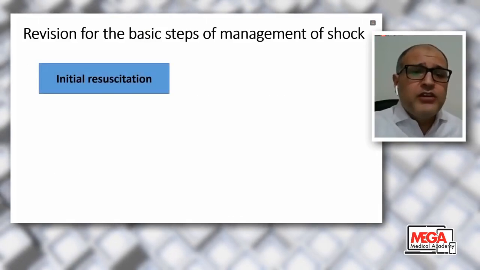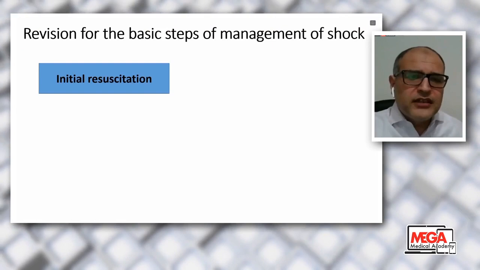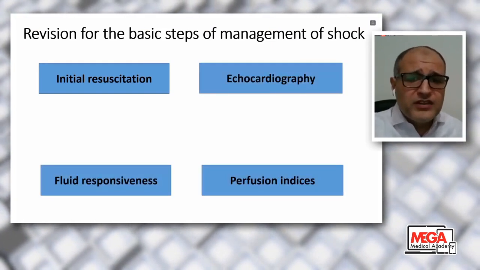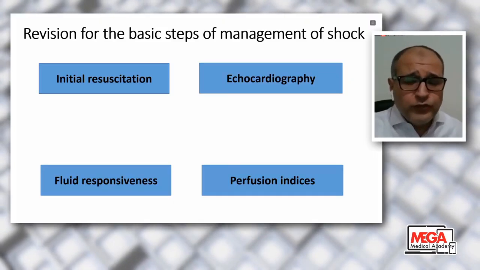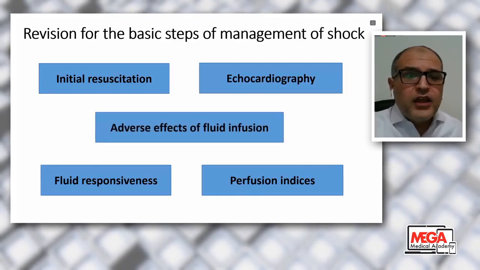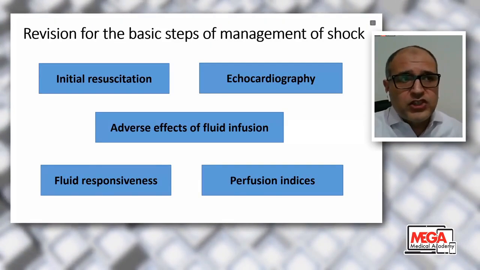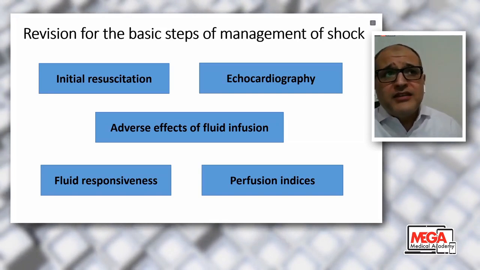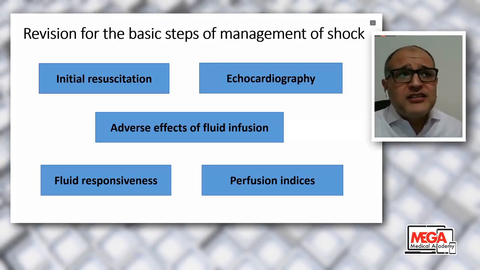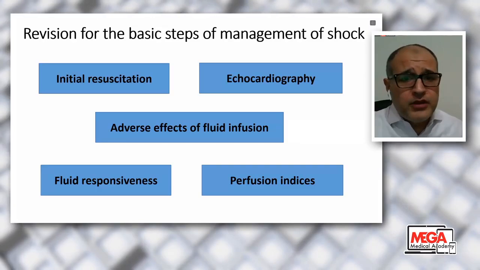Now, if we revise the basic steps of management of shock, we will find that our steps are initial resuscitation, echocardiography, fluid responsiveness, and perfusion indices. Don't forget, when you revise the perfusion indices, you should also revise the patient for the adverse effects of fluid resuscitation. You should maintain the perfusion of your tissues, and you should also confirm that the fluids will not harm your patient. What are the adverse effects?